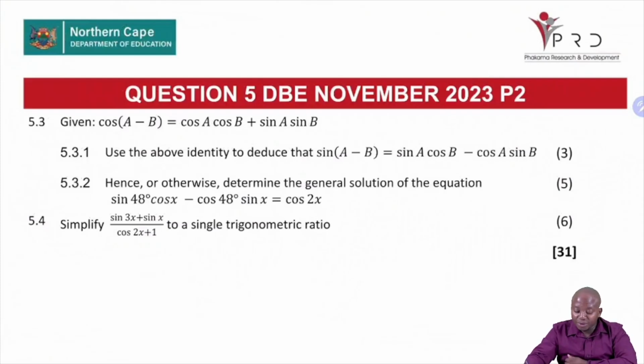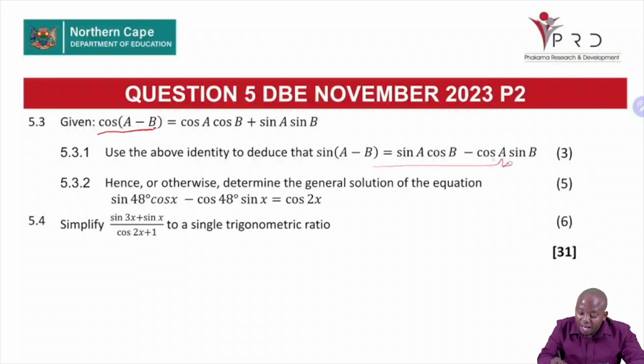Right, welcome back, Richard. Now, 5.3 says, you are given that cos(A minus B) is equal to cos A cos B plus sin A sin B. Use the above identity to deduce that sin(A minus B) is equal to sin A cos B minus cos A sin B. So what are we supposed to do? We are given this, so we are supposed to deduce this identity in this case.